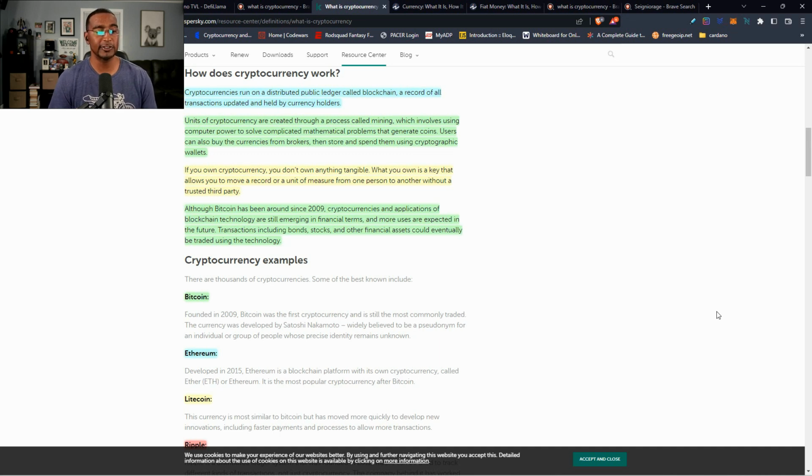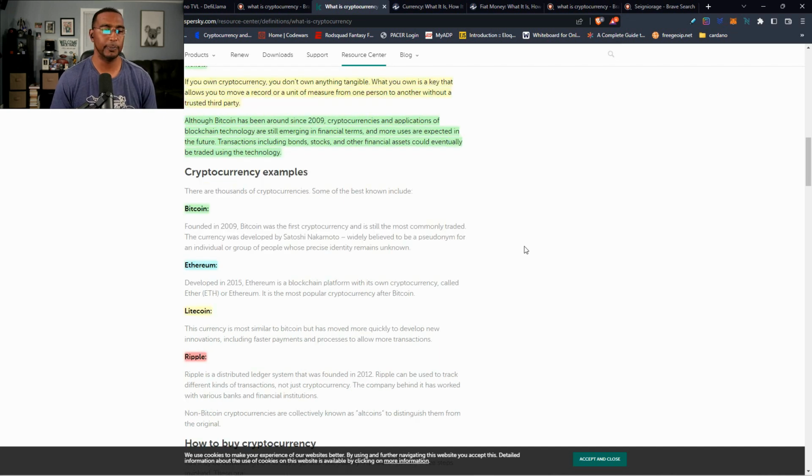Although Bitcoin has been around since 2009, cryptocurrencies and applications of blockchain technology are still emerging in financial terms, and more use is expected in the future. Transactions including bonds, stocks, and other financial assets could eventually be traded using this technology. Again, cryptocurrency, due to what we're going to get into later on in the class, smart contracts, talking about Ethereum and blockchains just like it, give these options. Right now, Bitcoin doesn't give that option. It's singular in its nature, and Bitcoin is considered a store of value. We're going to talk about that too in a later video.